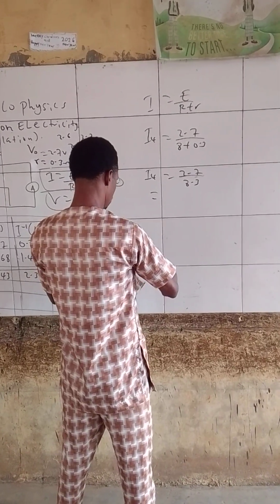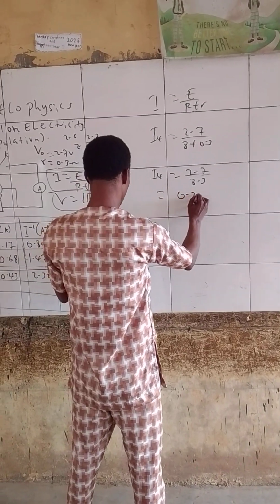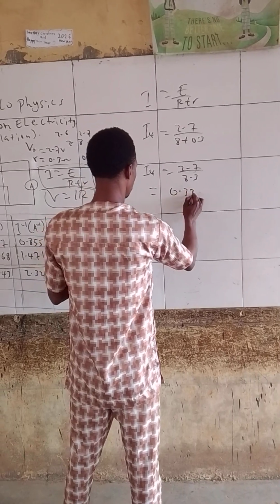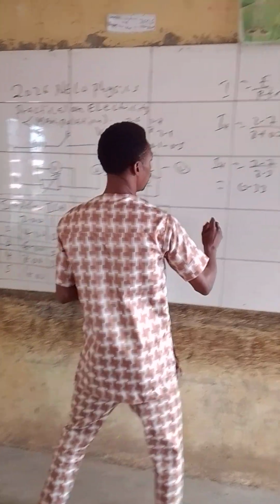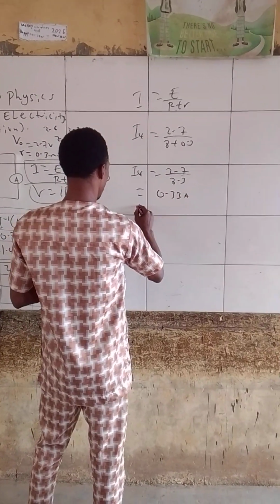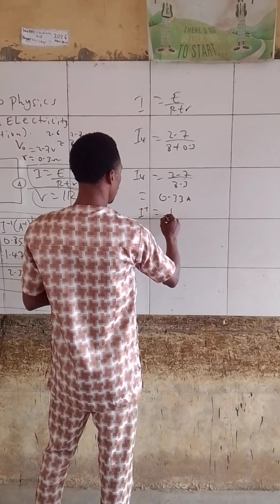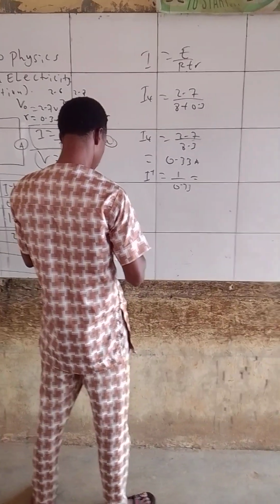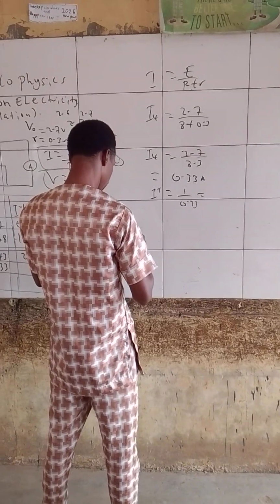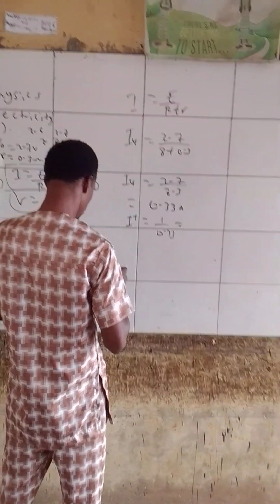And that gives me 0.32 or 0.33. So my current here now is 0.33. So I'll find my I inverse. That is 1 over 0.33. That is 1 divided by 0.33. And that will give me what?